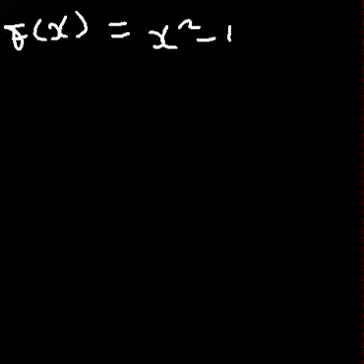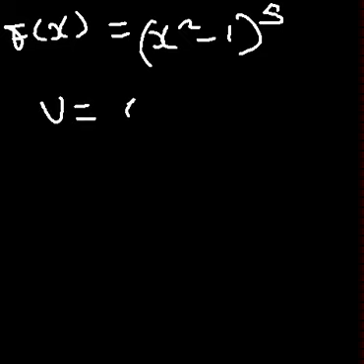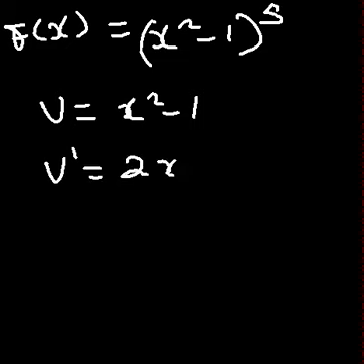Let's say we have, in this case, a function f of x is equal to x squared minus 1 to the power 5. So what is the derivative of this function using the chain rule? The principle remains the same. Let's say we have the inner function given as v, so we have it as x squared minus 1. And what is v prime? That will be given as 2x.